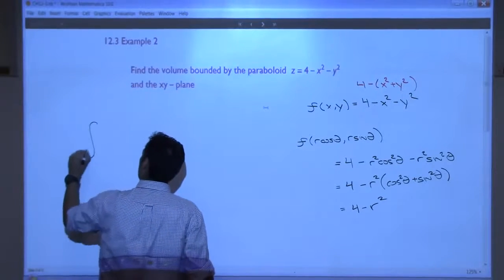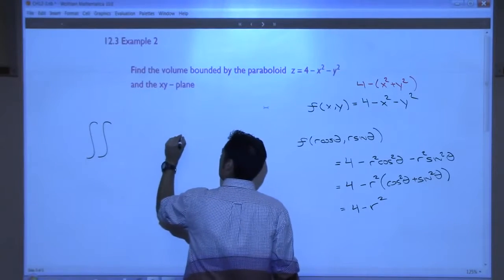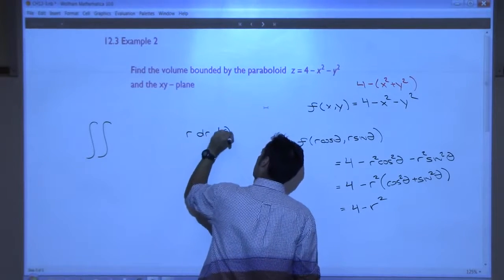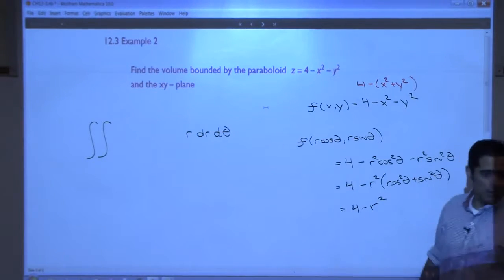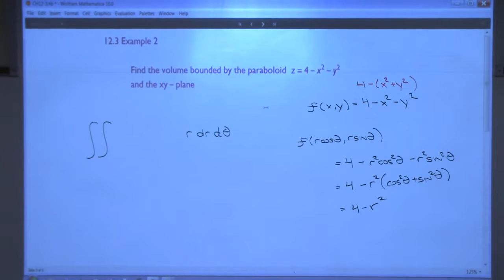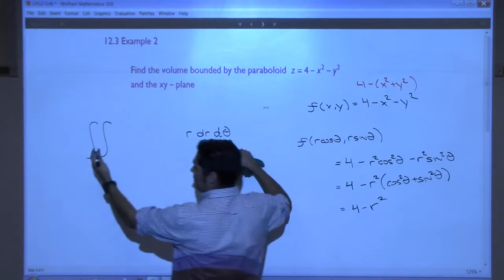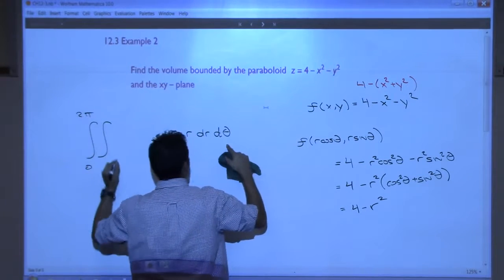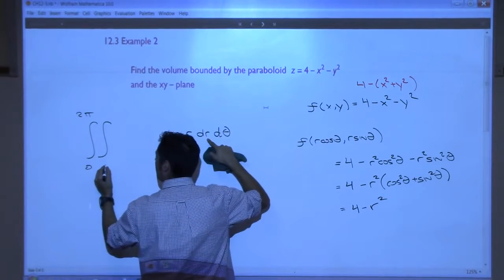It's a double integral. I'm going to go ahead right now and write r dr d theta, because I know when I go to polar, I'm always going to have r. Then dr d theta, I have a choice there in the order, but I'm just going to stick with that. That means my theta is going to be the outside limits, 0 to 2 pi is what we're using. And my radius is the inner integral, so the limits there were 0 to 2.